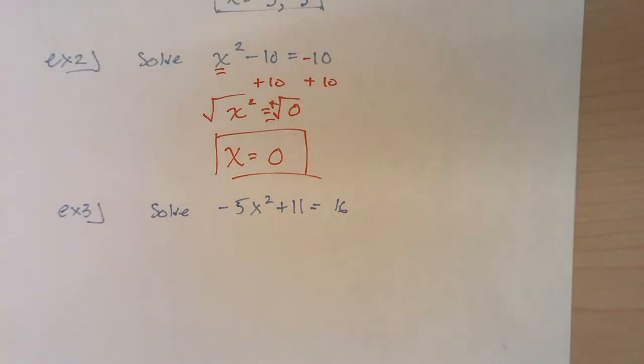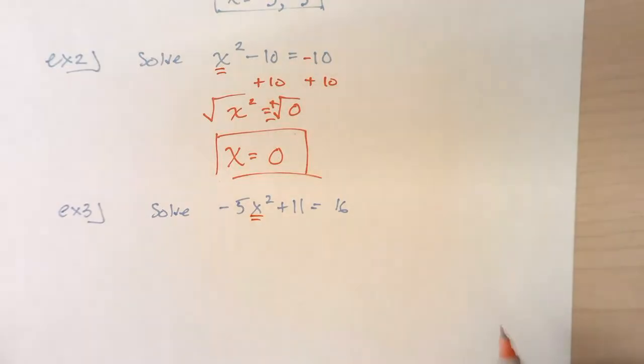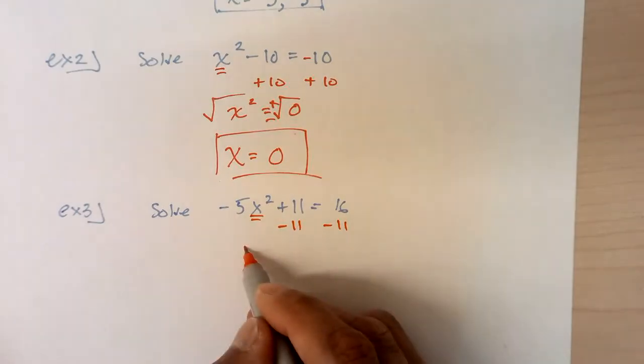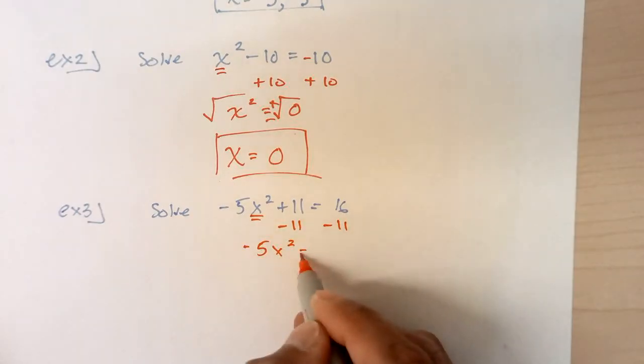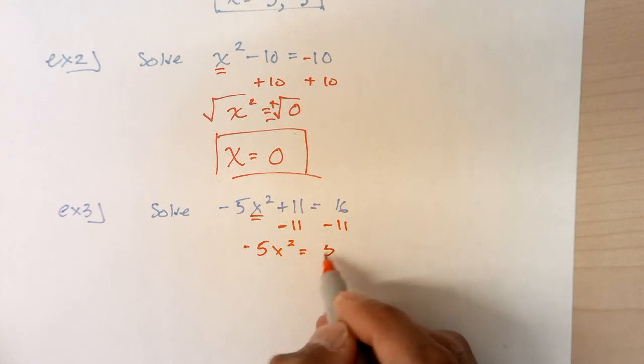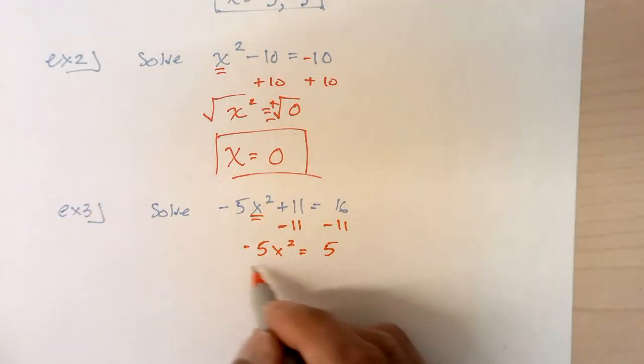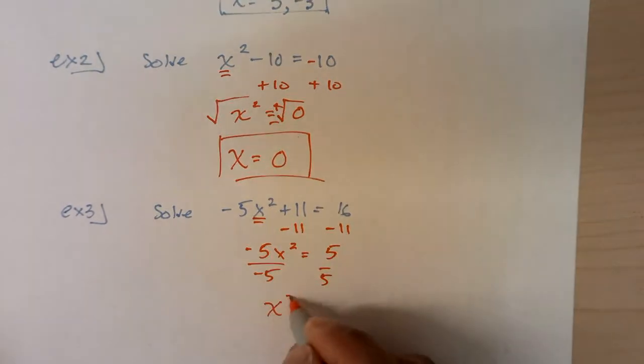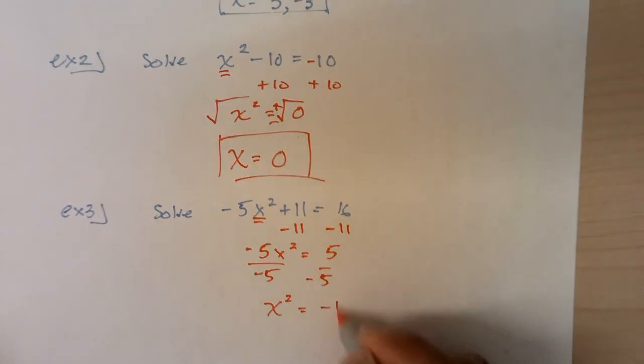All right, and then on my next example, I want to solve the quadratic equation, negative 5x squared plus 11 is equal to 16. So I need to isolate the x squared term first. So I can subtract 11 from each side. Then it's negative 5x squared is equal to 16 minus 11, which is 5. To isolate x squared, divide each side by negative 5. Here's what we end up with. x squared is equal to negative 1.